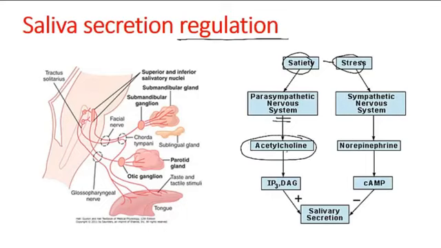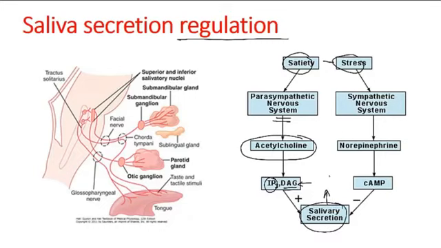Acetylcholine is involved in chemical signaling inside the cell that ultimately produces inositol triphosphate and diacylglycerol. Diacylglycerol is a membrane-bound structure that allows further downstream signaling, which helps in the release and fusion of the saliva-containing vesicles inside the cell, allowing the saliva to come out in your mouth.